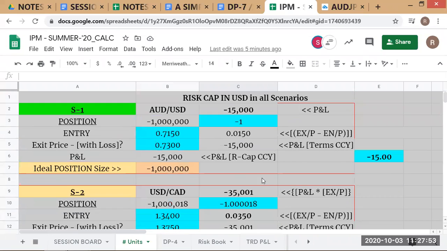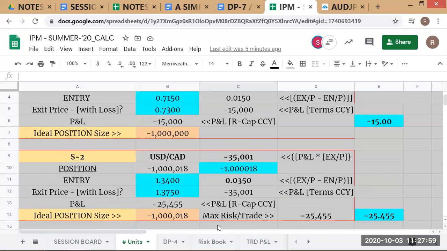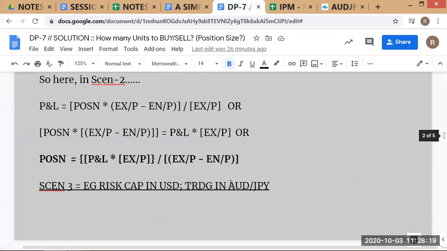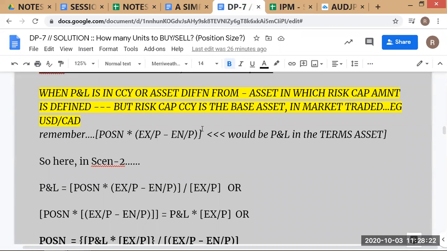As I said, same principle. First, model the maximum risk per trade, then model the trade P&L or the projected loss on the trade by setting the projected loss as a function of position size, entry and exit, write it in algebraic form, and then set the P&L equal to the maximum risk per trade, and then you get the trade P&L in the terms currency. This is the first part of the expression, and the second part is basically to convert the terms currency P&L back to risk cap currency P&L.